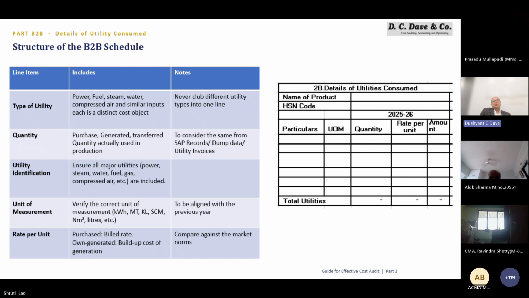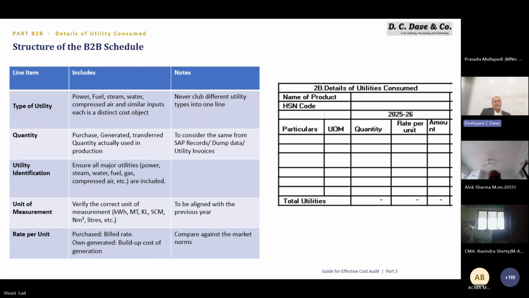If production remains constant, but power consumption increases by 20%, let us say, just as I gave you the example of the raw material, then you have to investigate. The possible reasons could be aging machinery, poor maintenance, increased idle running, process change, production mix change.